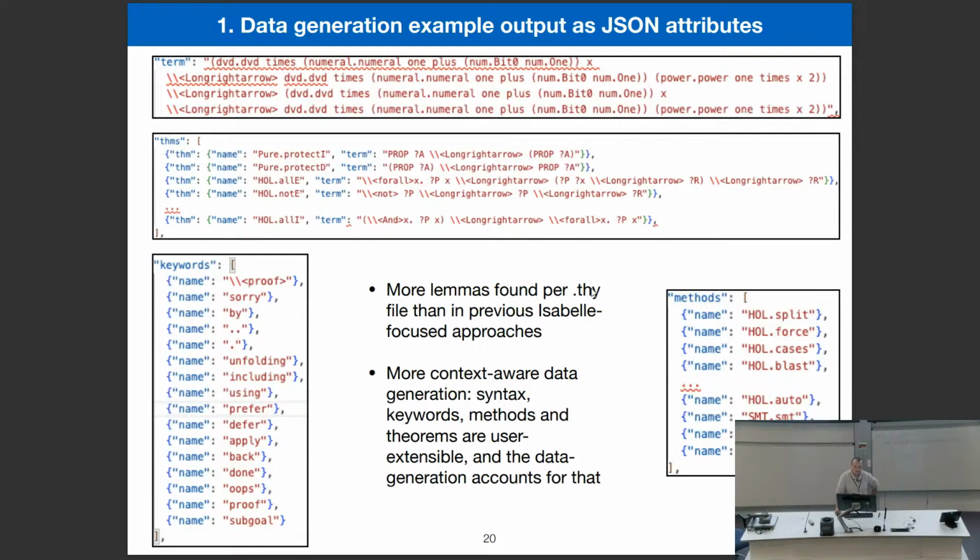What is special about this approach is that we found more lemmas per theory file than in previous Isabelle focused approaches, because there were some proofs about function definitions and type definitions that were not covered before. And as I said, this is more context-aware data.